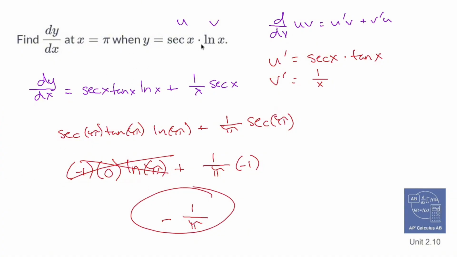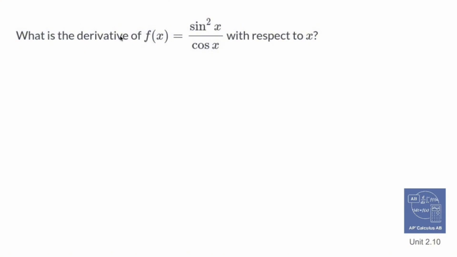So we used product rule to figure out this stuff. We plugged in pi a bunch of times. We really only needed it once. And yeah, that's our answer. Fun stuff. What is the derivative of f of x equals sine squared x over cos x with respect to x? So this is what I'm going to do.